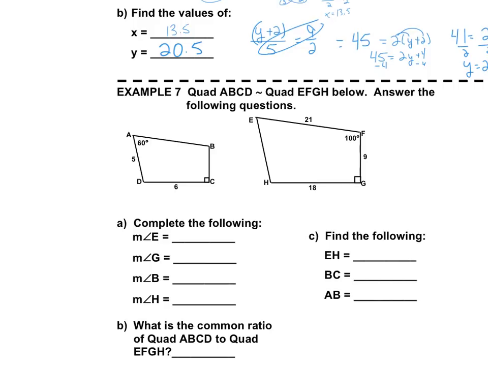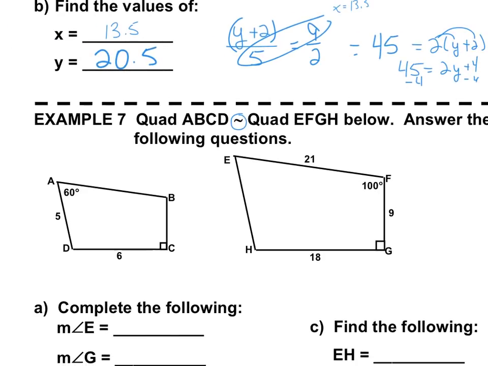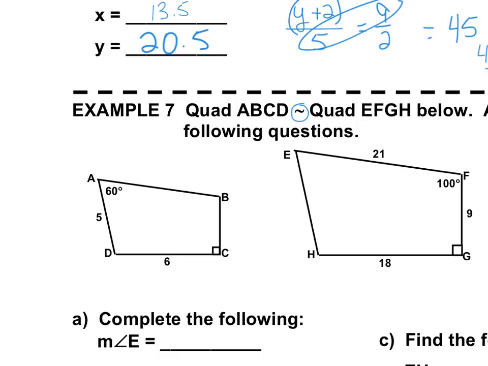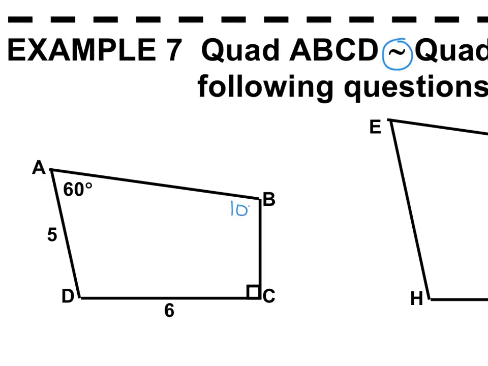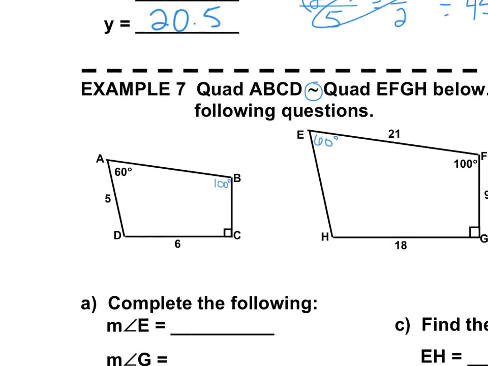Now this has a lot to it. It says quadrilateral ABCD is similar to EFGH. Answer the following question. So since they are similar, all the corresponding angles are congruent and all the corresponding sides are proportional. So I already know quite a bit about this one. Like I know C and G are corresponding angles because they're both 90. F and B are, so if F is 100 degrees, then B is 100 degrees. E and A are corresponding, so if A is 60, that means E is 60. And that leaves me with H and D, and I know they're the same, I just have to find them.